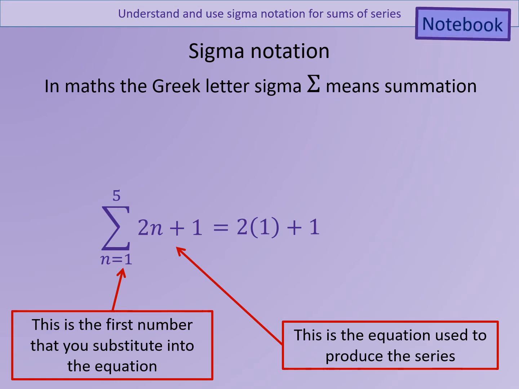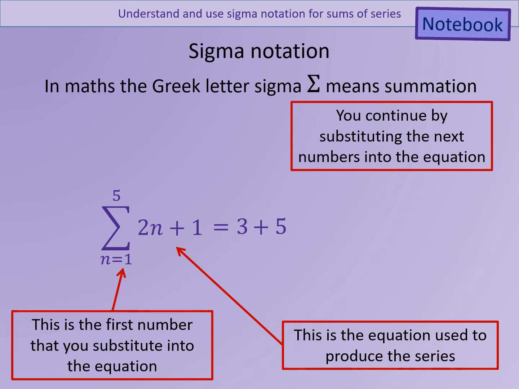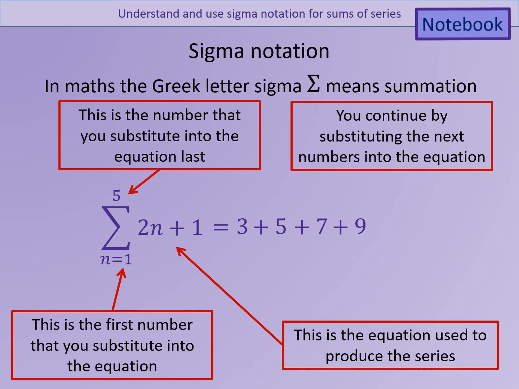We're then going to continue substituting in the next number. So substituting in n equals 2 would give us 5, 2 times 2 plus 1. Substituting in n equals 3 gives us 7. Substituting in n equals 4 gives us 9. And then the top number tells us when to stop, what is the last number to substitute into the formula. In this case 5, 2 times 5 plus 1.